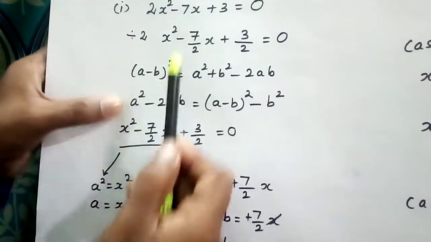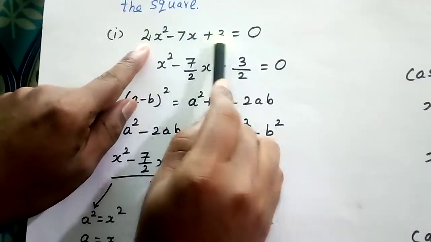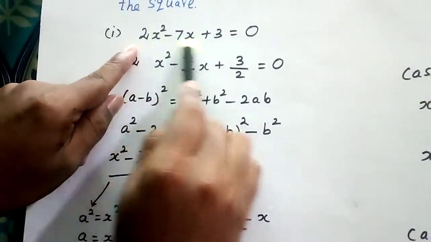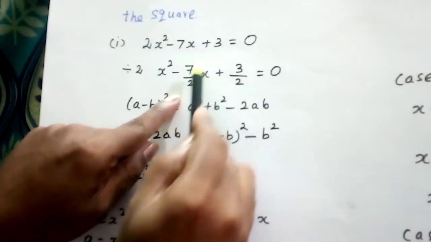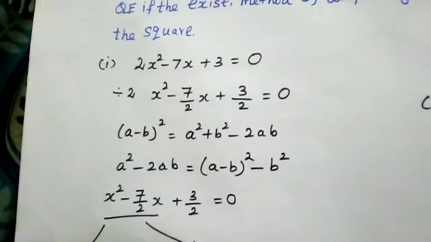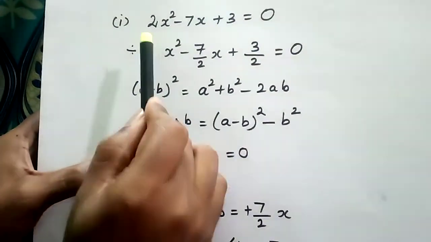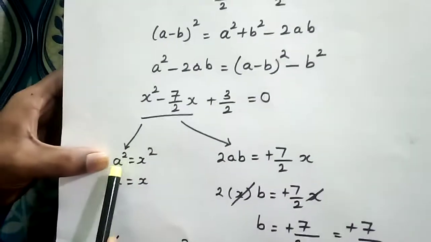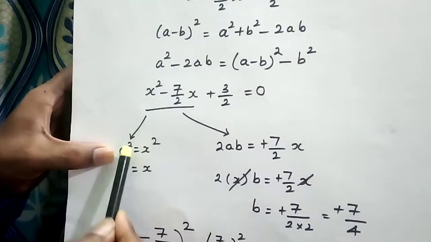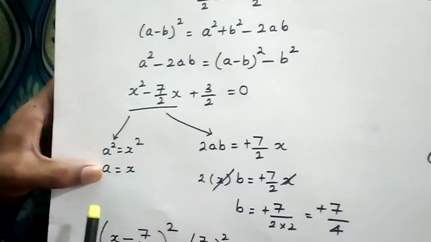Next, the given equation is 2x² − 7x + 3. We divide the whole equation by 2, so 2 by 2 is 1, then 7 by 2 and 3 by 2. Now we apply the formula to the first two terms: x² − (7/2)x. We take x² as a², so the powers cancel and we get a = x.